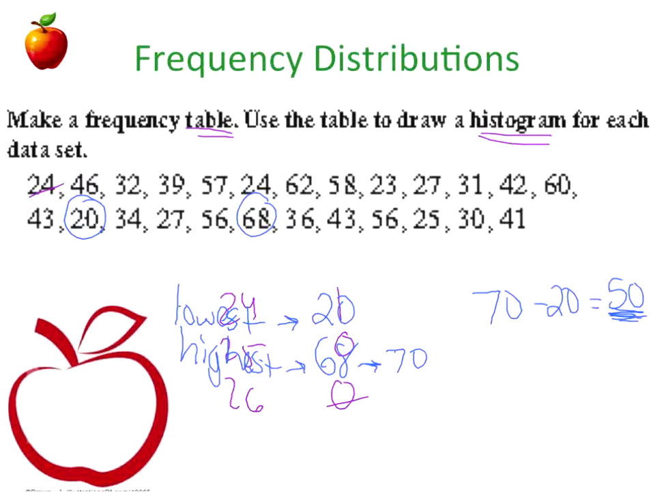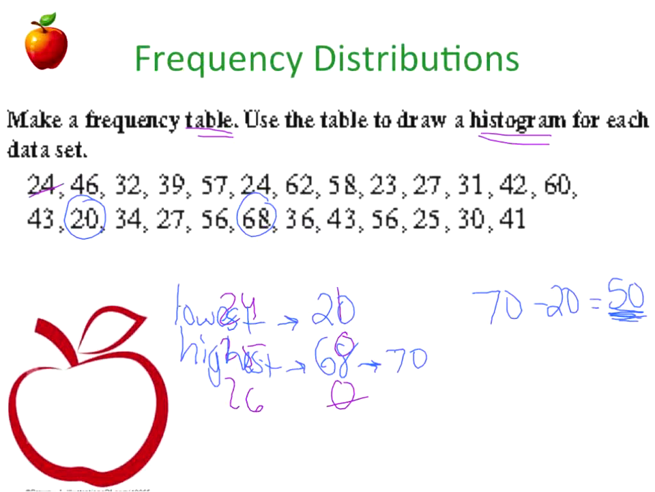So we're going to take our highest minus our lowest, and that gives us our range of numbers. So we're talking about numbers within a 50 different number span. From here, we get to pick how many groups we want to make, kind of like I was talking to you guys at the beginning about that. Let's try 10 groups this time.